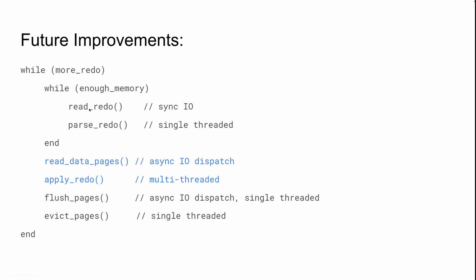Right now, we read the redo with synchronous IO in the same thread which is doing the recovery. Once we read it, then we parse it, and this is also single-threaded. The data pages are read in asynchronously. So only these two blue lines are kind of concurrent, where the recovery thread issues the IO, and then multiple IO helper threads apply the read. Everything else is either synchronous or strictly serial as well.